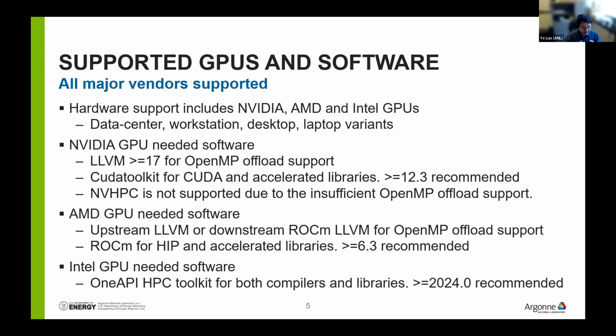So on the AMD side, you can just download the latest ROCm. It ships an LLVM compiler. Or if you want to use the upstream LLVM compiler, it's also possible. But overall, you just download ROCm and you have everything you need. We recommend 6.3 because of certain issues we found in releases before 6.3.